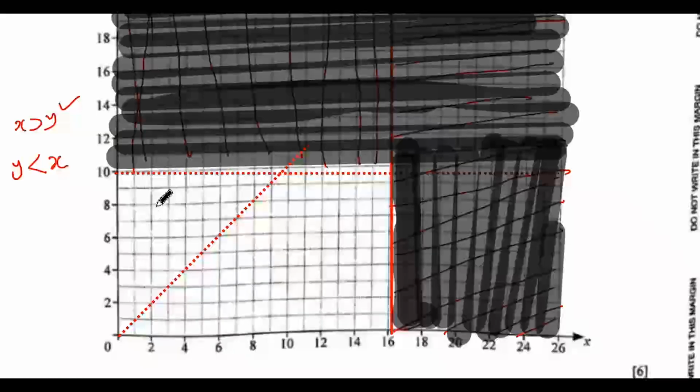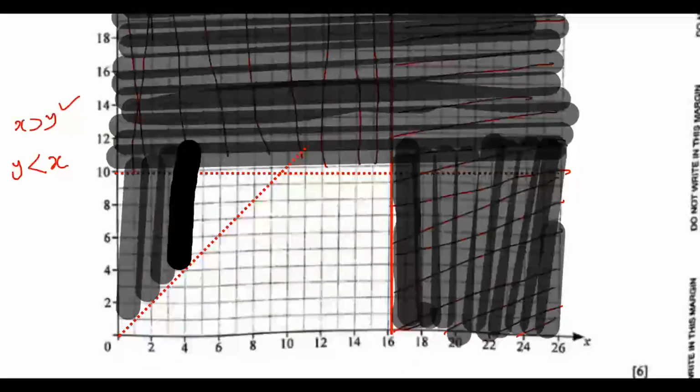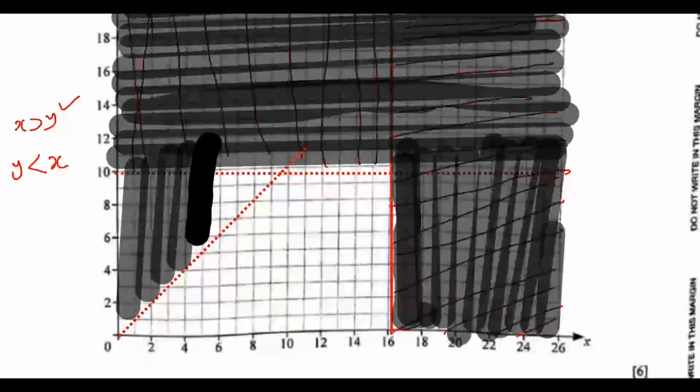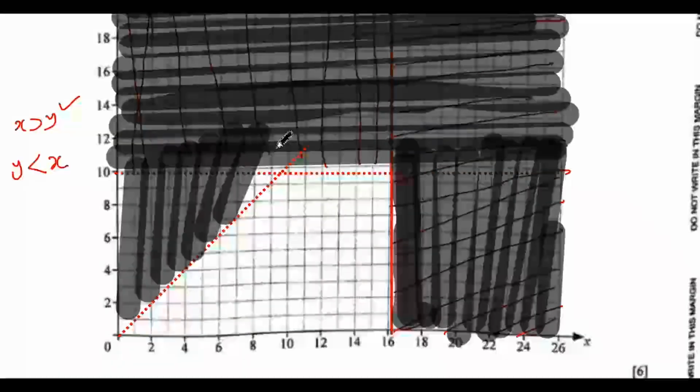So let's shade this side as well. We're going to shade this side. Here, the whole of this will be shaded carefully. So this will also be shaded, and let's carefully do this one.